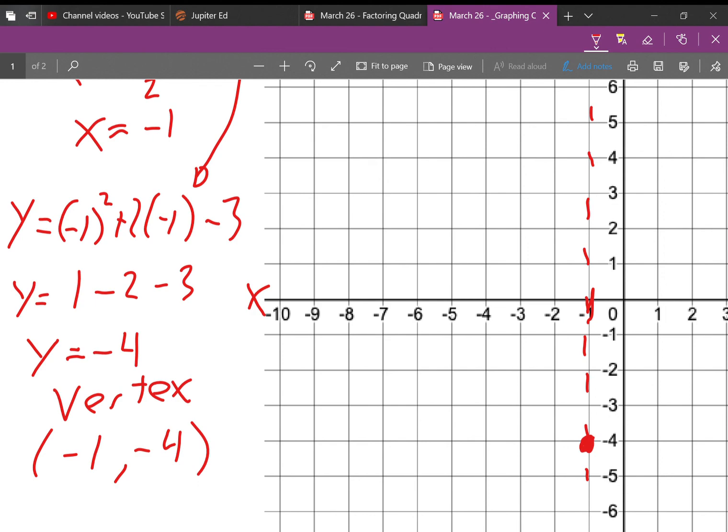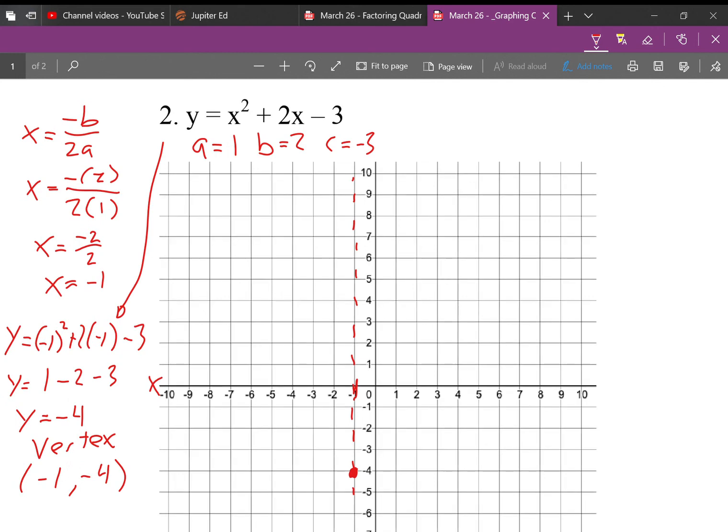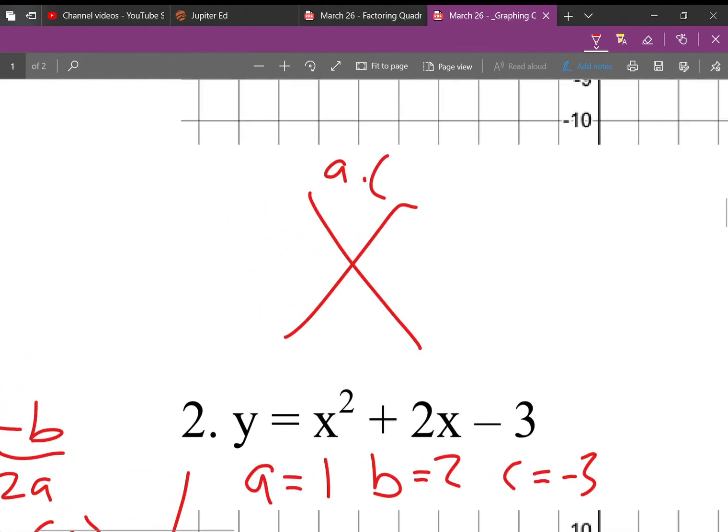Alright, so we have our vertex, we have our axis of symmetry. The next thing we're going to want to do is actually factor this thing to find the x-intercepts. And again, we did do this before, this is not new. I'm going to use my magic x over here with a times c at the top and b at the bottom. In that case, a times c, 1 times -3 is -3 on the top, b is +2 on the bottom.